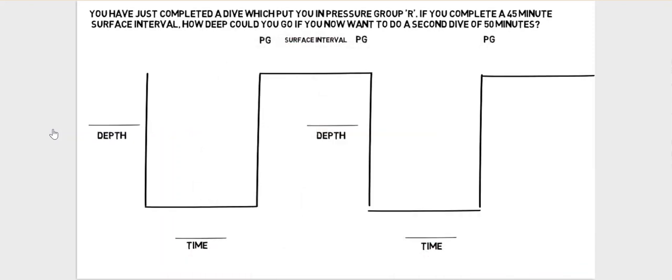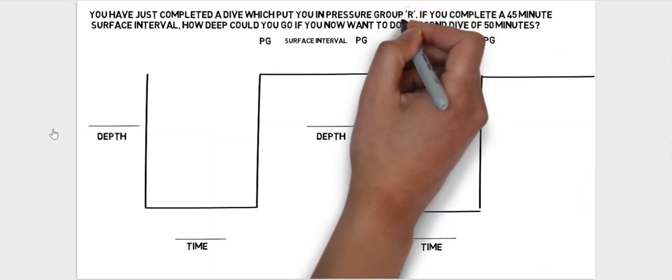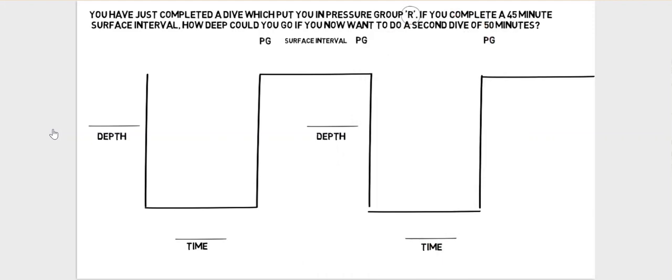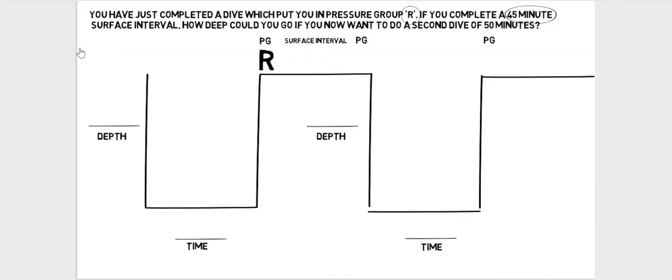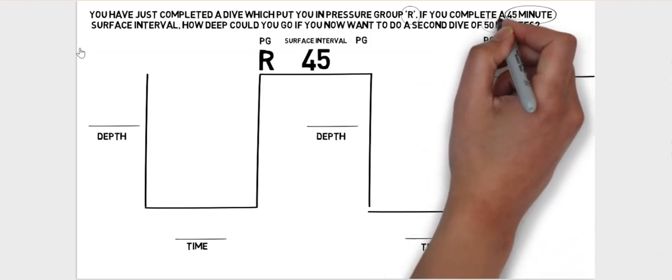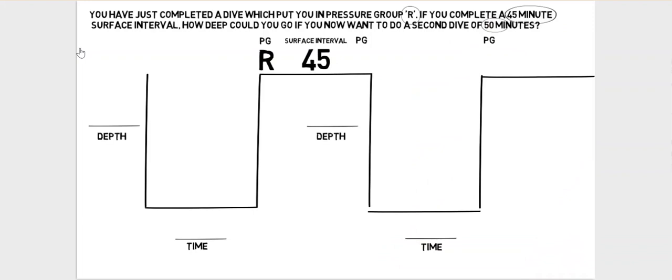to enter the information from the question to make it then easy for us to use the ERDPml to calculate. So what is the question telling us? You have just completed a dive which put you in pressure group R. So we can enter R in at the pressure group after dive 1. The next bit of information we're given is the length of the surface interval, 45 minutes, and we can enter that in our surface interval. The last bit of information we're given is that the second dive we want to do is for 50 minutes, and that is basically where the information ends.